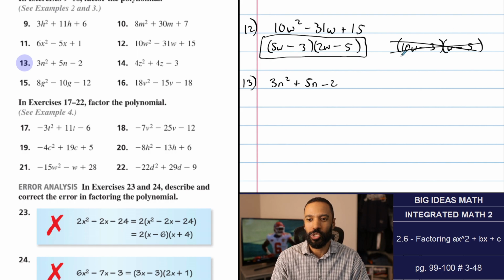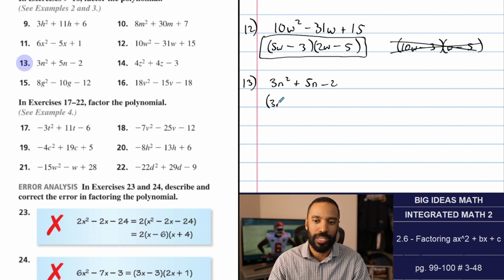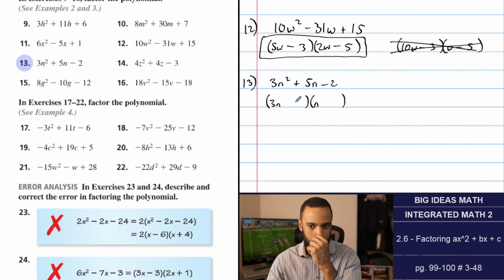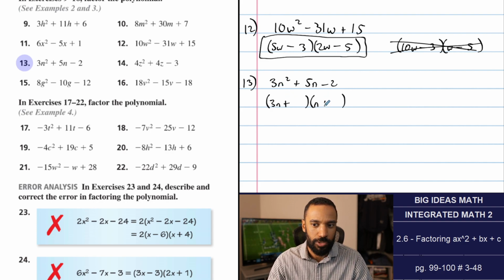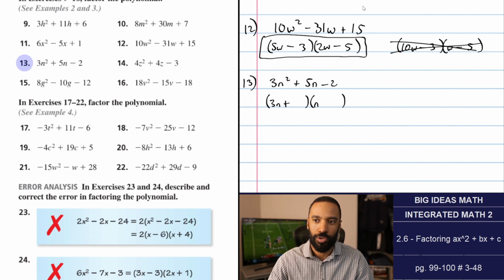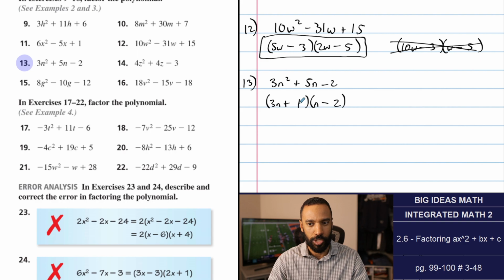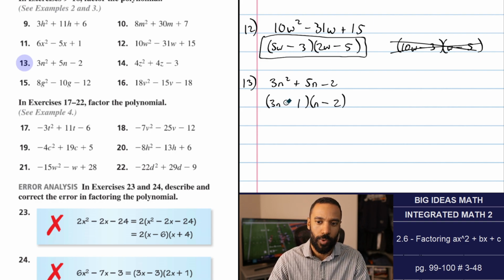All right, 3n squared plus 5n minus 2. Good news is both 3 and 2 are primes. That means it's either 2 and 1 or 1 and 2. Those are just the only two options. Plus, minus, maybe. I need to get to 5. So 3 times 2 is a good bet. I'm going to try this. I get negative 6 plus 1. That's negative 5. So I just have to swap these signs.